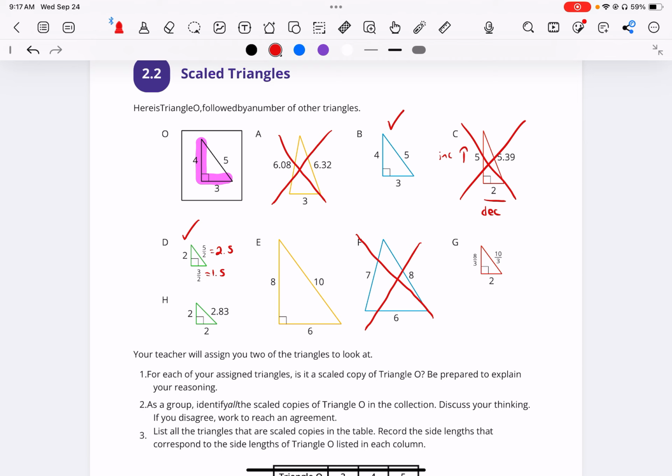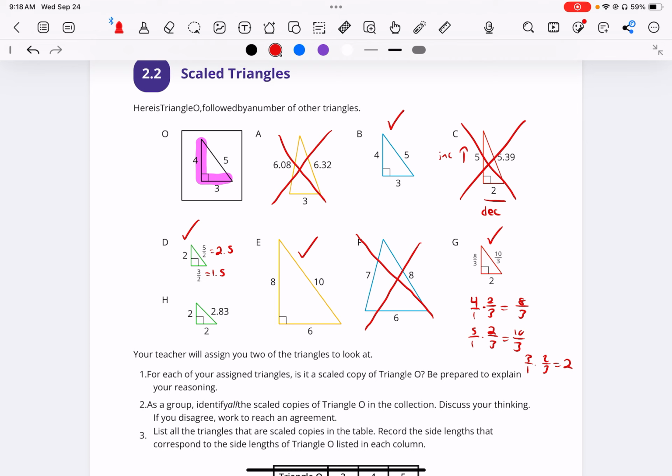E, 4 went to 8, so it doubled. Doubled 3 is 6, doubled 5 is 10, so E is also a scaled copy. G, I notice, is 4 times something is going to have to equal 8/3. So I know this is 4 over 1, so I can multiply it by 2 over 3. Now I'm just going to check the other numbers. 5 over 1 times 2/3 is 10 over 3. And 3 over 1 times 2/3 is 2. So G is a scaled copy.